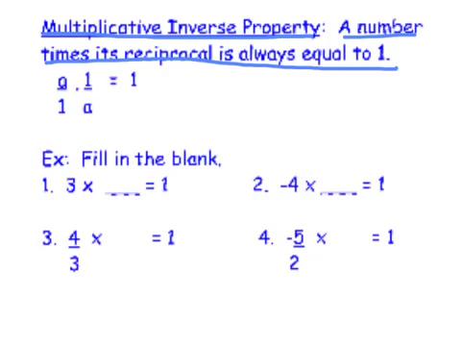So we're going to go ahead and fill in this blank. It says 3 times what equals 1? Well, I know I can turn any number into a fraction by putting it over 1. So does that help? So 3 over 1 times 1 over 3 equals 1. Okay, go ahead and do 2, 3, and 4 by yourself to see if you can figure out how to equal 1. You're going to flip the number and get its reciprocal.